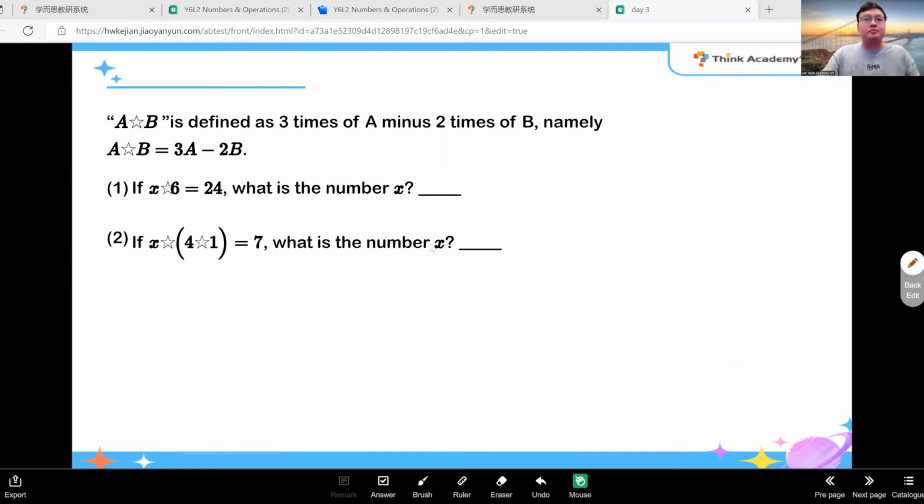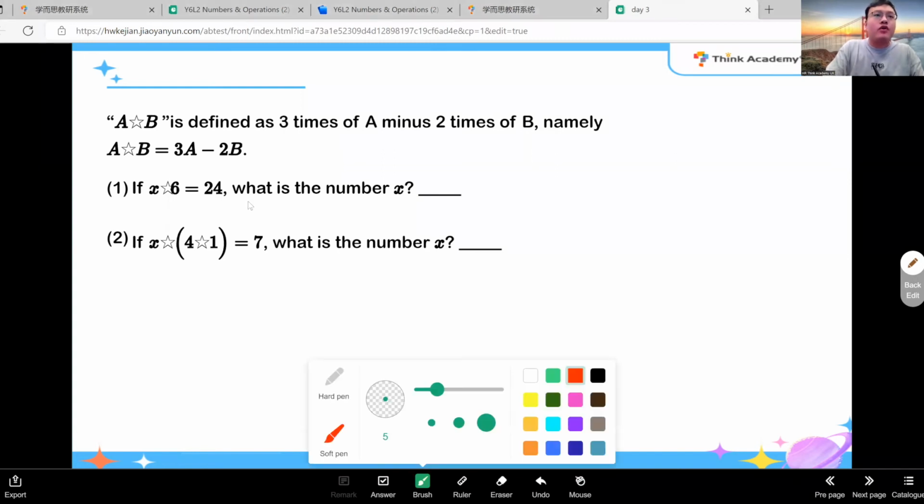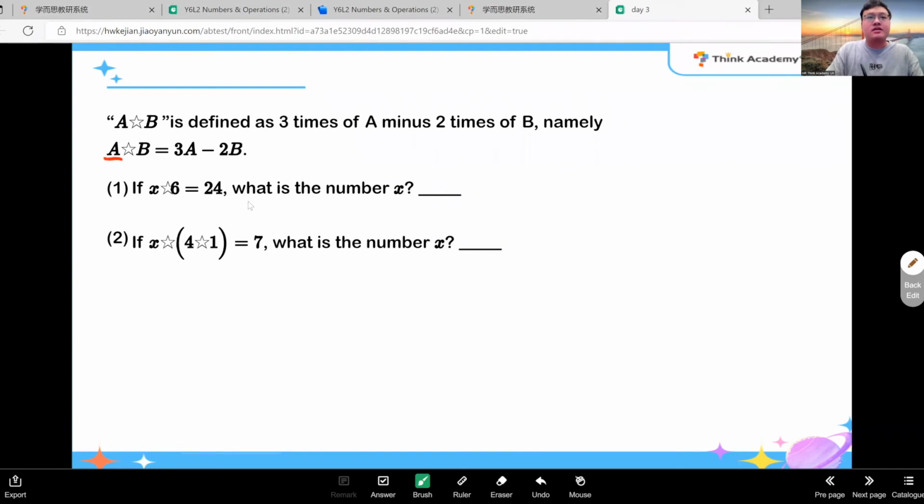So the first one, just copy it down. So I'm going to replace this A, the number just before the star, by X. So it means we have 3 times X, take away 2 times B, and B is 6 here. So 2 times by 6, or 24. Okay?